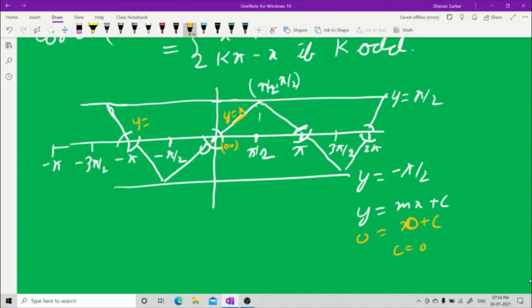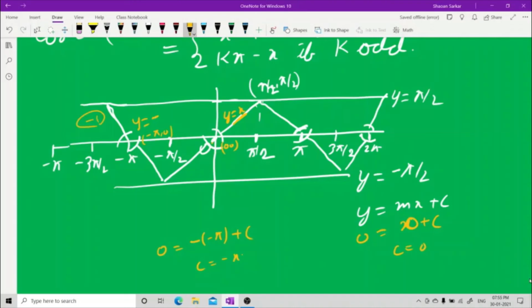This will be y equal to pi minus x, because this is minus pi comma 0. This coordinate is minus pi comma 0. So you put 0 equal to, and the slope is also -1. This slope is -1. So this will become minus of minus pi plus c, and c will become minus pi. Wait a minute, I think I made a mistake. C is minus pi, exactly.